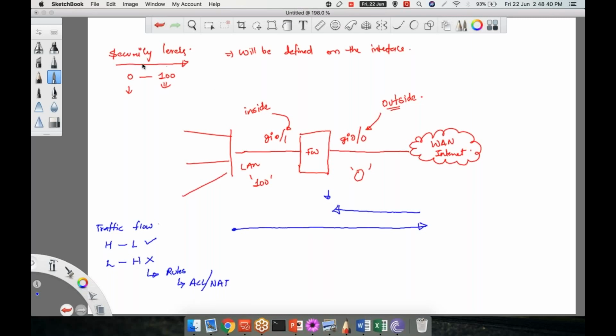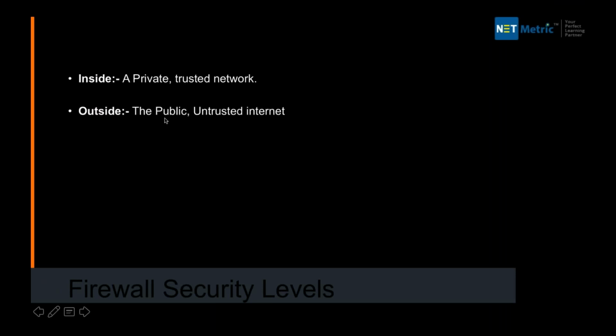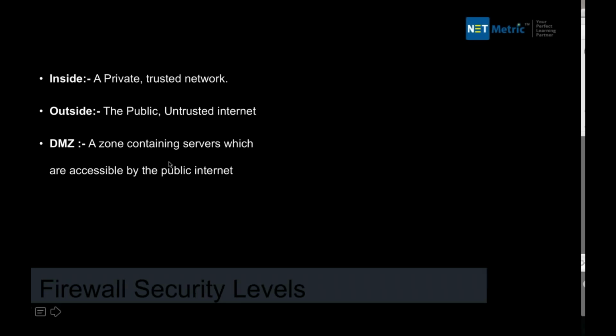So these are the basics of the security levels which are usually present over there. Saying this, if I get back to my slide, inside: what devices and resources are there? The ones present in the most trusted network, a private network. Outside is the public or untrusted internet. And one more zone we do have, that is called the DMZ, a zone containing the servers which are accessible by the public internet.